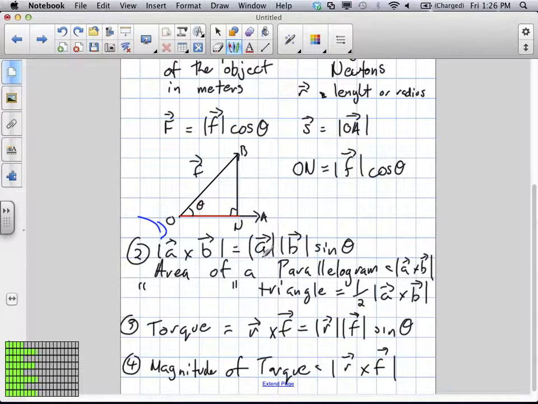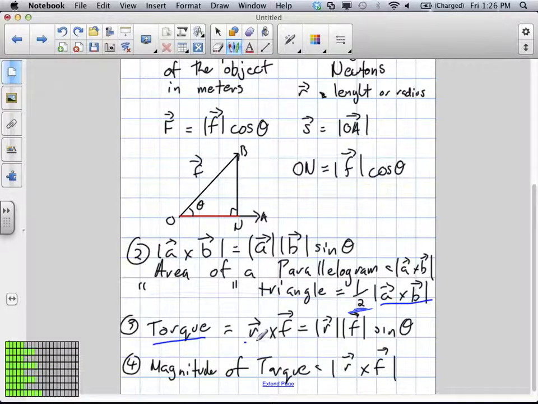Okay. Our second formula is cross product, and we're looking for the magnitude of the cross product, or the absolute value, which is also equal to the magnitude of A times the magnitude of B times sine theta. And this is helpful when we're trying to solve the area of a parallelogram. Area of a parallelogram is equal to the magnitude of the cross product of vectors A and B. And the area of a triangle is equal to half of the magnitude of the cross product of A and B.